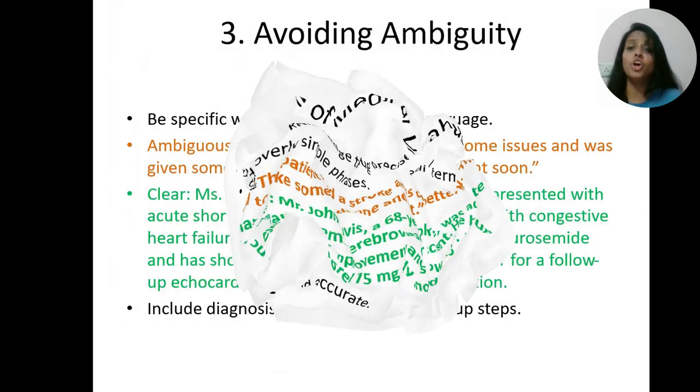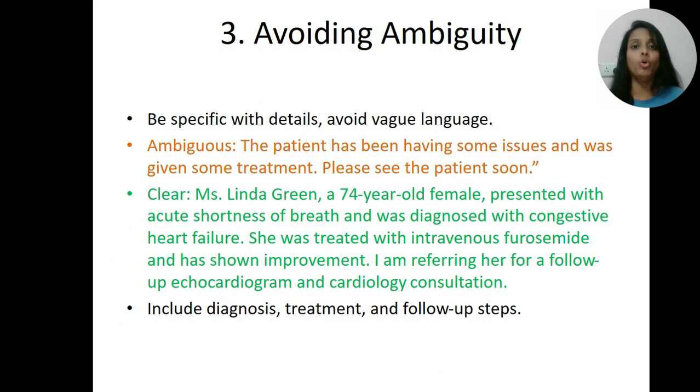Now, let's talk about one of the biggest killers of any OET letter, ambiguity. No one likes unclear writing, especially healthcare professionals who are reading your letter. Here is an ambiguous letter. The patient has been having some issues and was given some treatment. Please see the patient soon. What is this? Confusing, right? It's unclear what kind of issues were present, what treatment was given, and what the word soon means. You need to be specific, right?